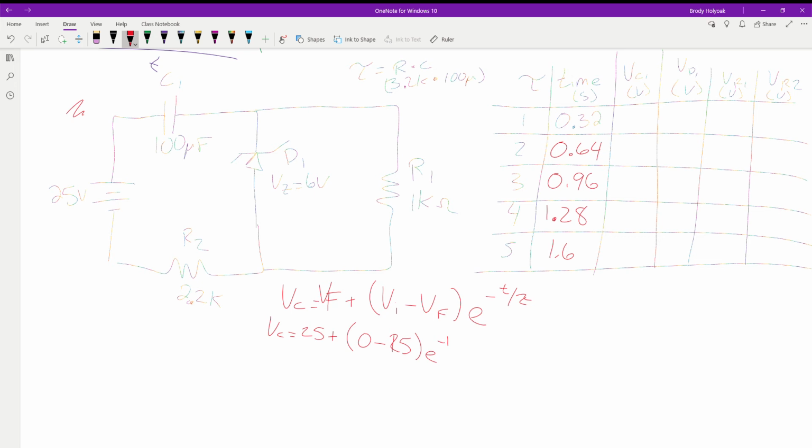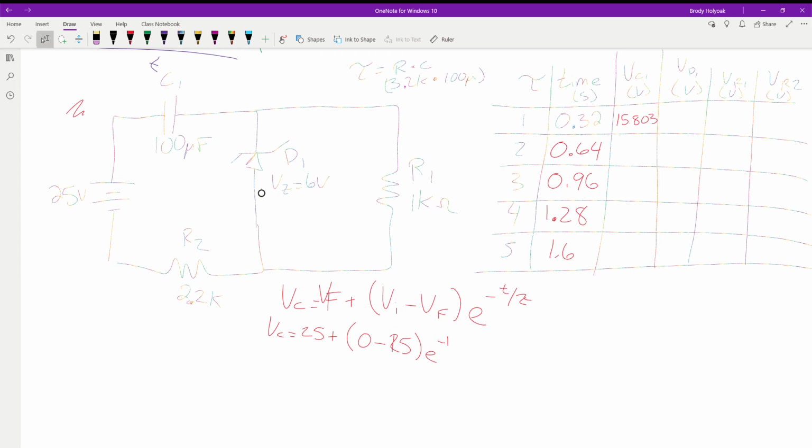Okay, so when we get that value, what is it? 15, is that it, or is there decimals? 15.803. So if we have 15 volts being dropped across the capacitor, how much is left? 9 and change, 9.2 volts. Okay? We have 9.2 volts being dropped across the rest of the circuit.